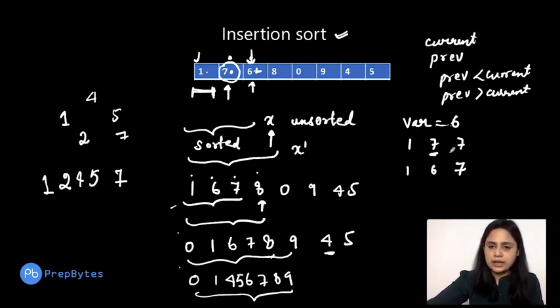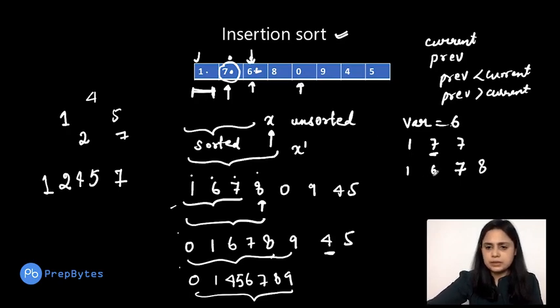So the next number is 8. I don't bother about 8, because here I see that 7 is less than 8, which means it's going to be greater than the rest of the elements as well. Now let's see for 0. That will give you good understanding. So now let's see for 0.